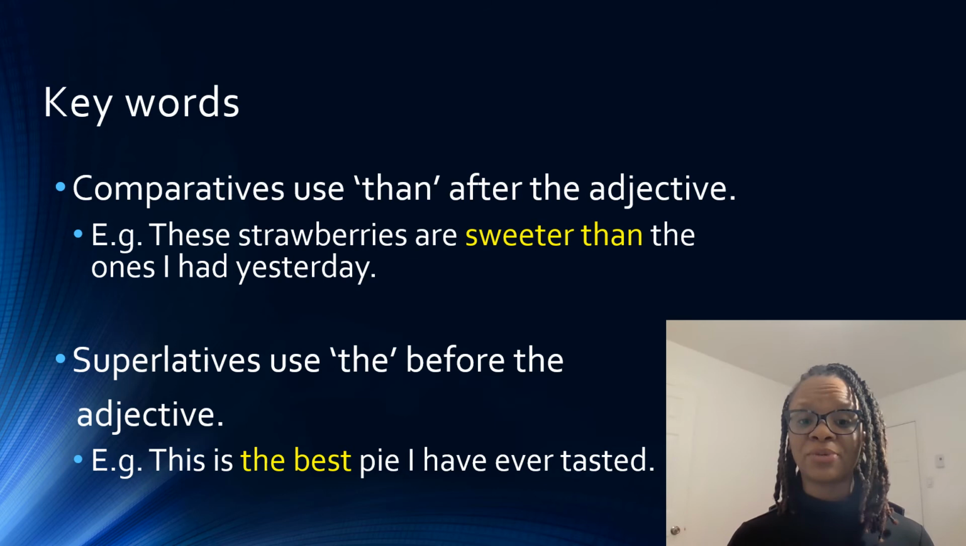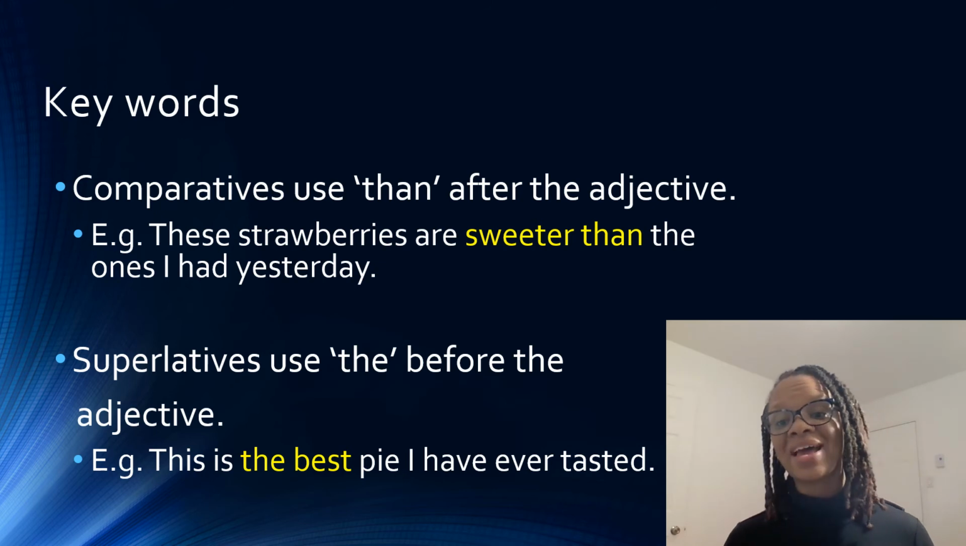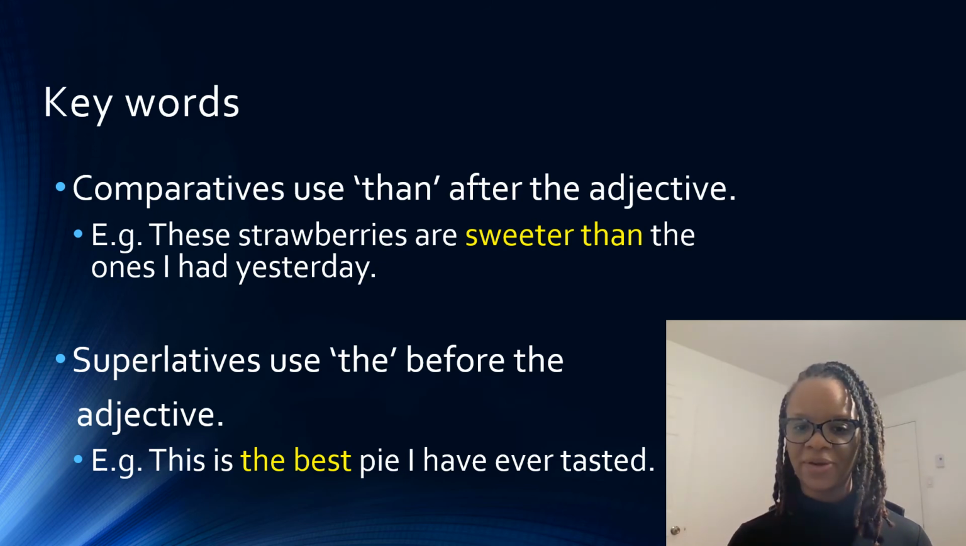Please note that there are some key words when using the comparative and superlative forms. Whenever we use the comparative form, we always use than after the adjective. So these strawberries are sweeter than the ones I had yesterday. And with the superlative form, we always use the before the adjective. So this is the best pie I have ever tasted. The best.